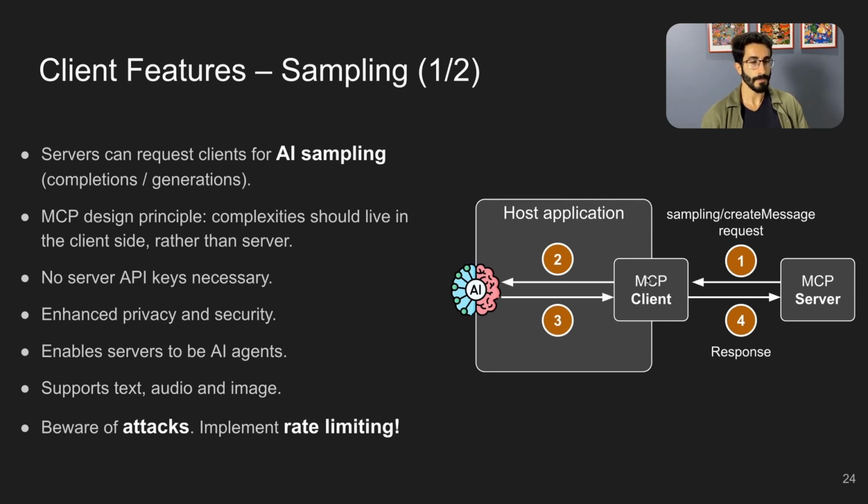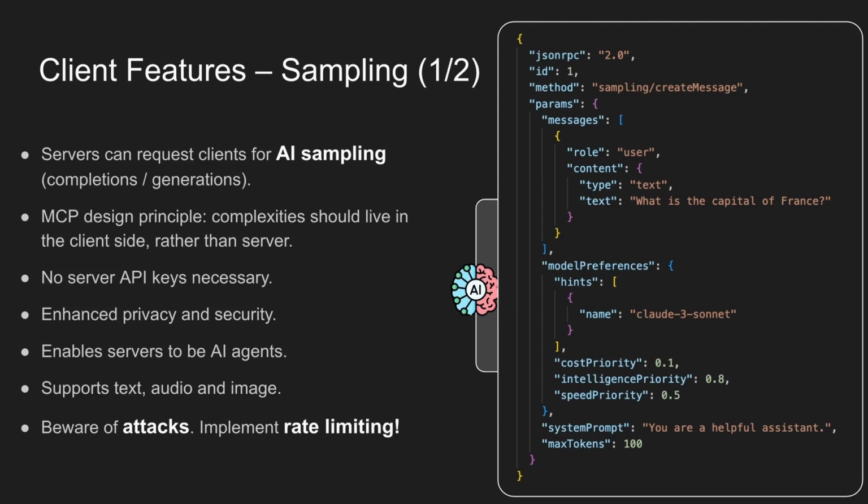We should implement some sort of rate limiting, and we should only integrate MCP servers that we do trust into our applications. So this is what the sampling request message looks like. We have the method sampling/createMessage. We have the list of exchanged messages. In this case, we have just one message from the user asking what's the capital of France.